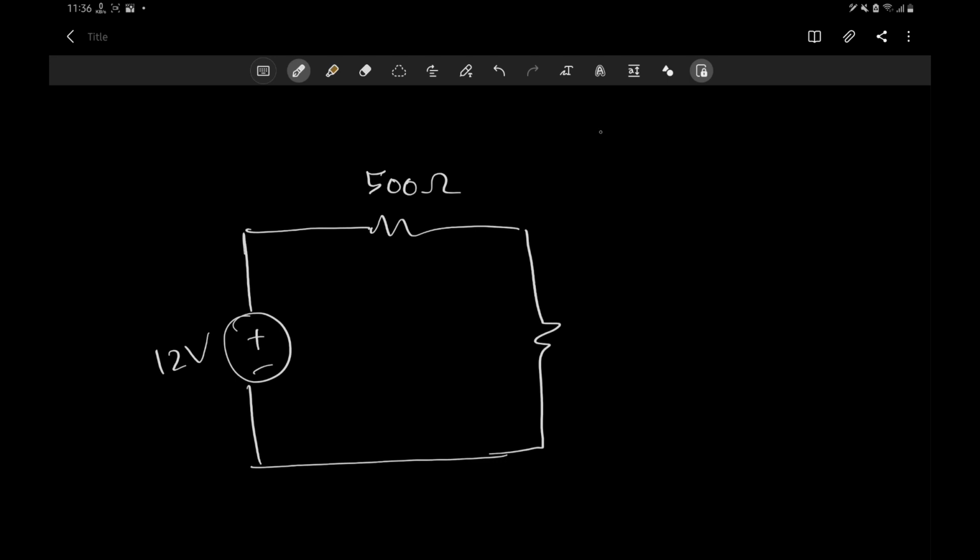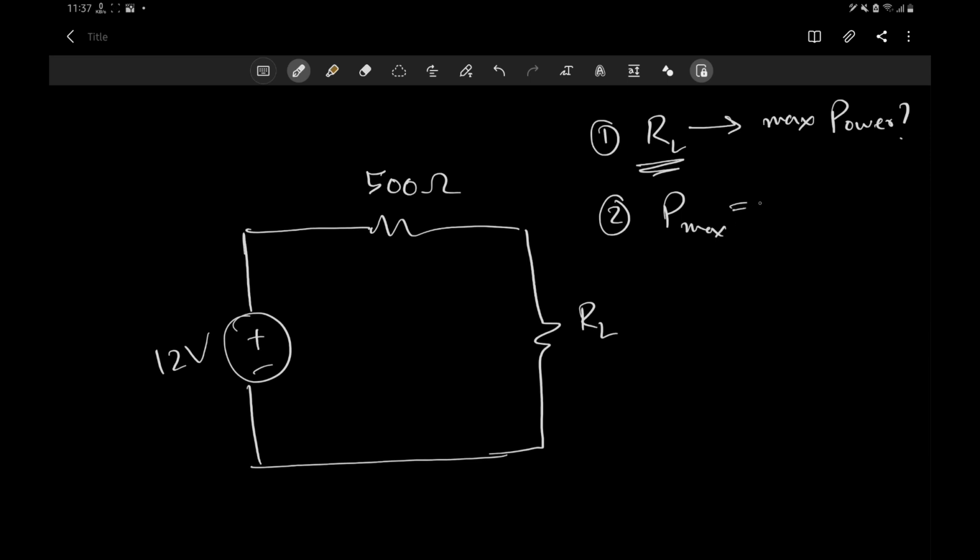I can ask you two questions. For what resistance will you have the maximum power? So I want the value of the resistance. And second, another question I can ask you, what is the maximum power? So what's the value of P max? I can also ask that. Okay, so how can we answer that?